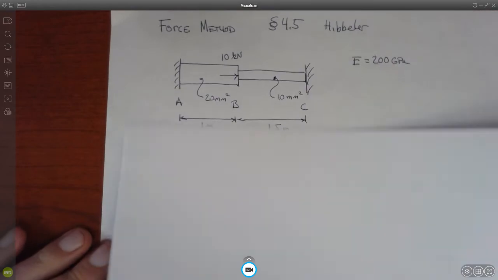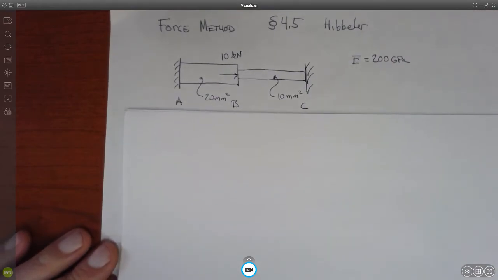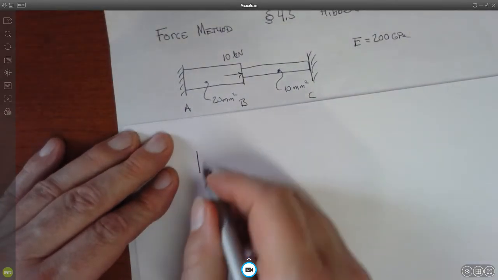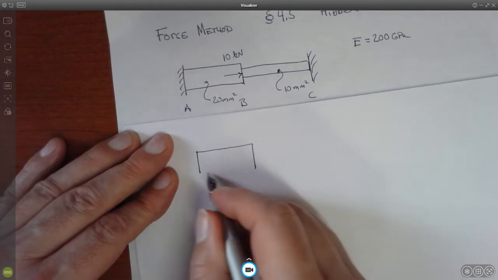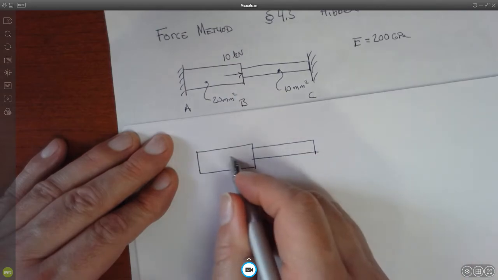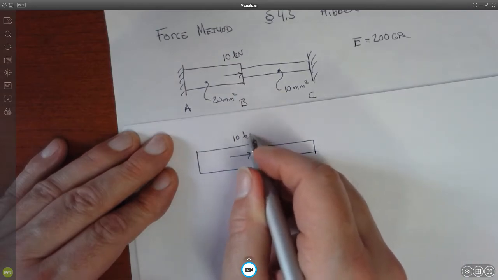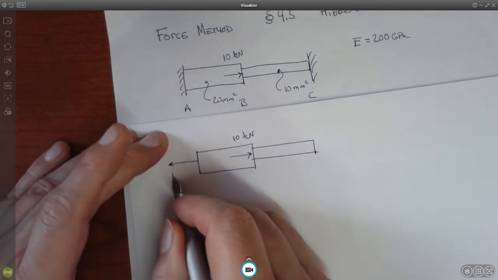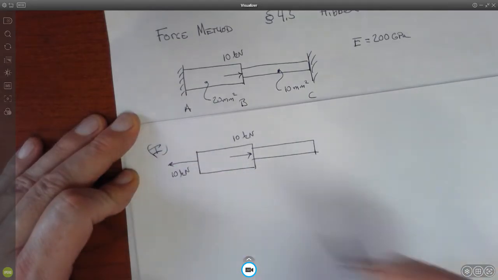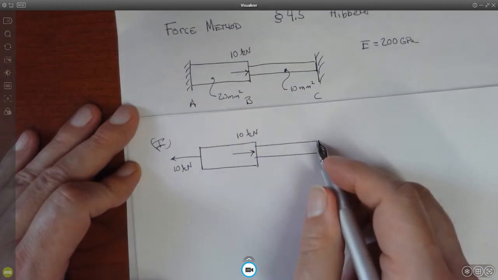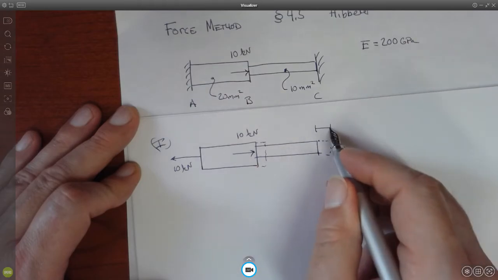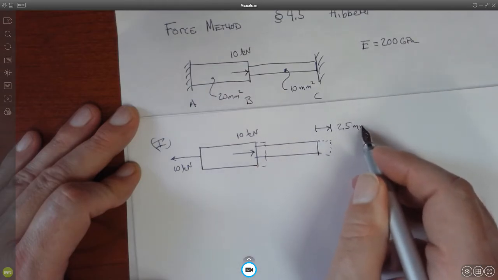So this original problem with the unknown reaction forces at both ends now is going to become the superposition of these two problems. Our first one, where we have the 10 kilonewton force this way and then the 10 kilonewton force this way. Okay, this was case 1. All right? So this ended up elongating this section by the 2.5 millimeters. All right?